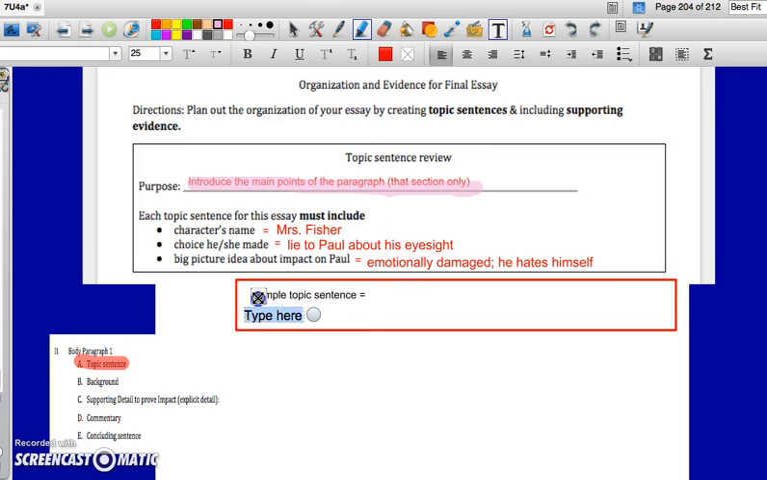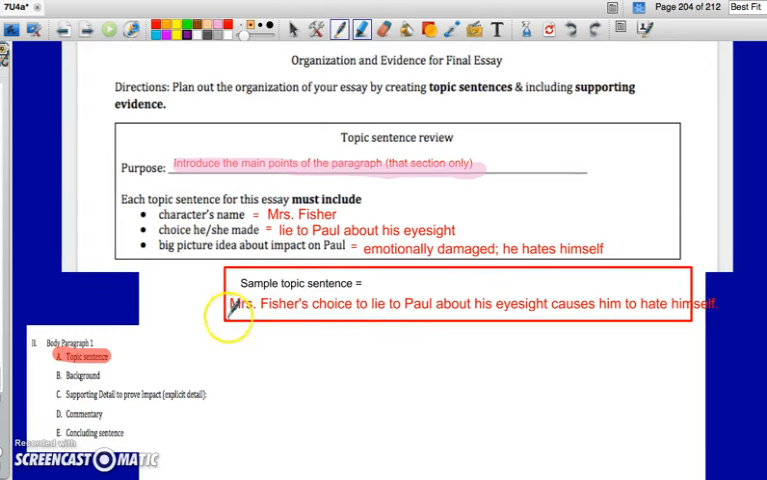So I'm going to use all this information and make sure I actually include it in my topic sentence. So I might have a topic sentence that might say, Mrs. Fisher's choice to lie to Paul about his eyesight causes him to hate himself. I'm double checking. I have the character's name, Mrs. Fisher. I have the choice that she makes to lie to Paul about his eyesight. And I have the last thing, the impact of that.